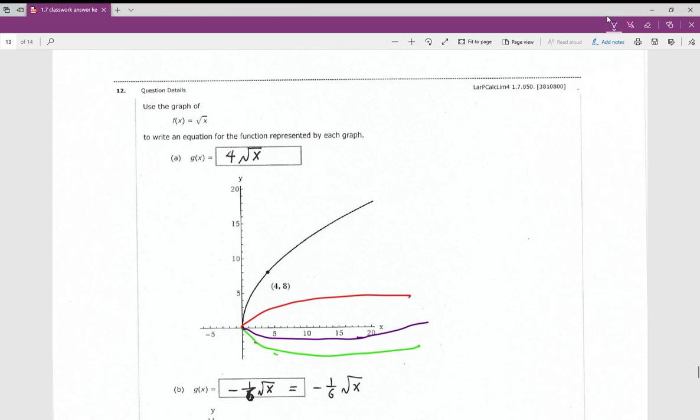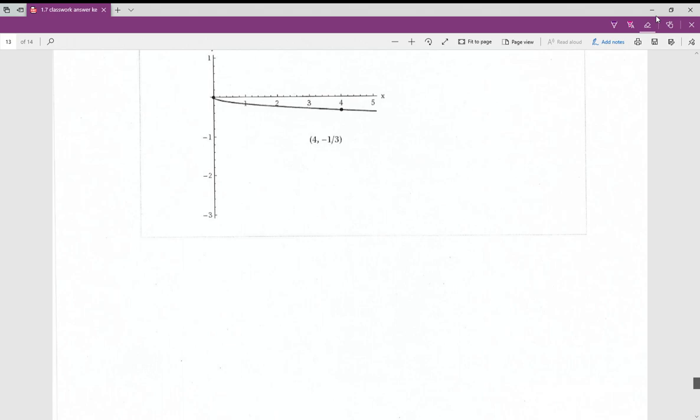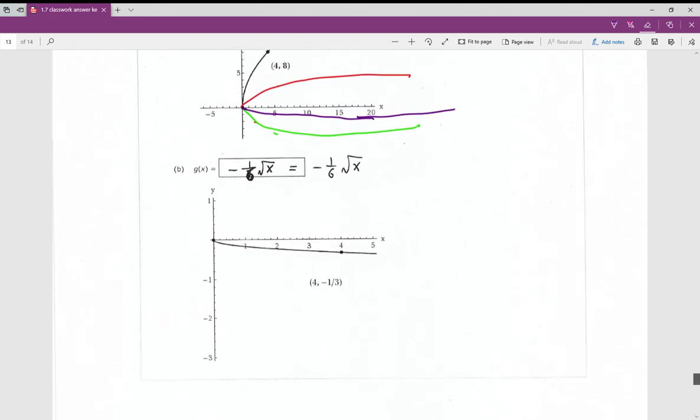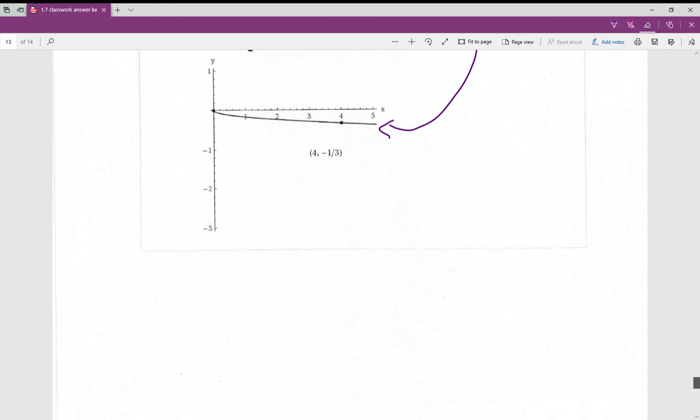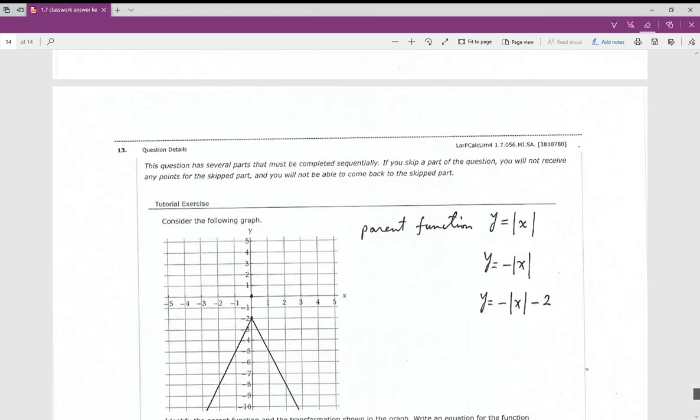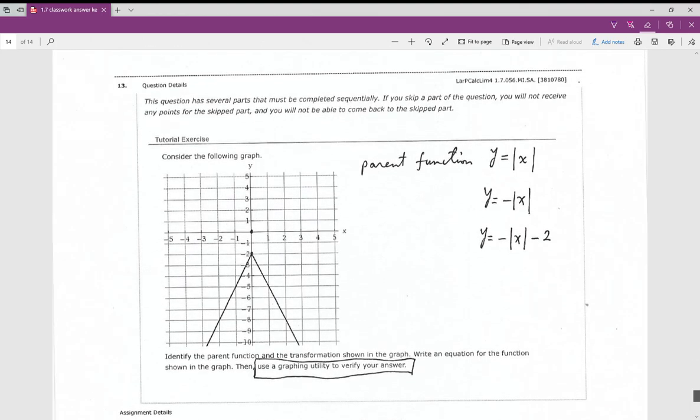Upside down, and 1/6. Okay, let's see. So it will be this one, right? The purple color. Number 13, our last question.